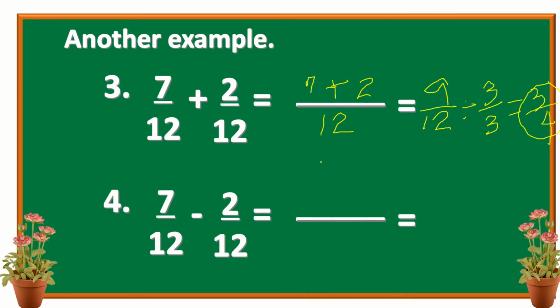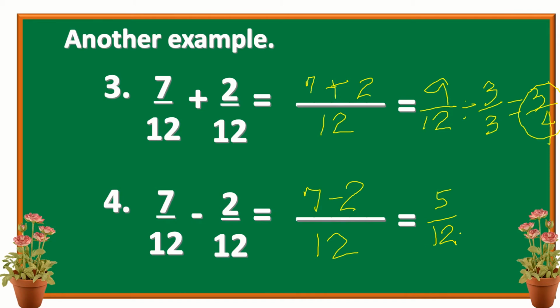Okay. Thank you. Number 4, 7 minus 2 over 12. What is 7 minus 2? That would be 5 over 12.